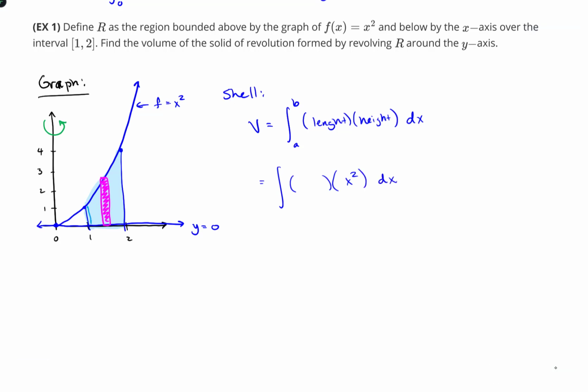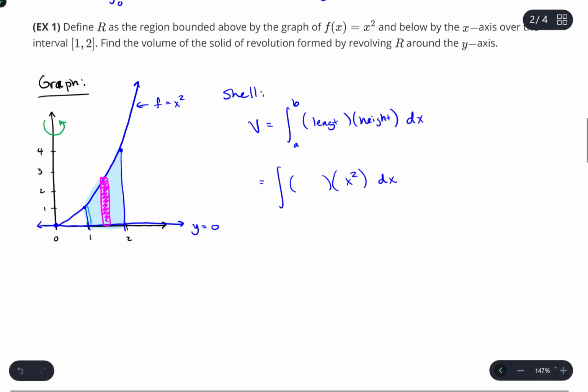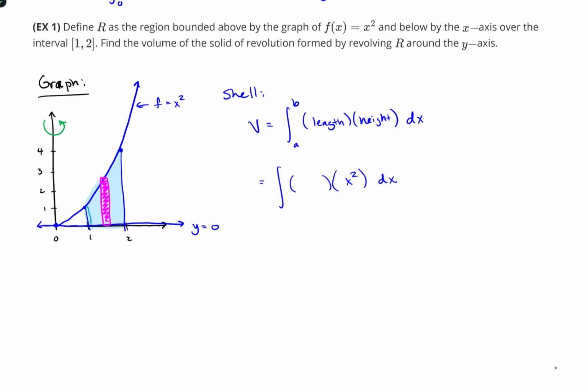All right, the length of each shell. Oh, sorry. The length of each shell is the circumference of the shell formed when you rotate this rectangle around the y-axis. And just to show you again, when I rotate this rectangle around this axis, it's a distance of x away from the y-axis. So whatever x is, that's the distance away it is. And that is a radius. So that's the radius of this shell.